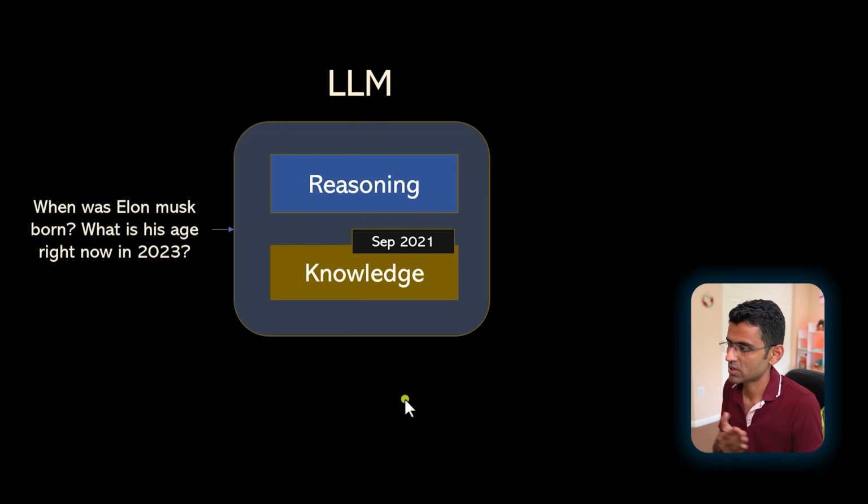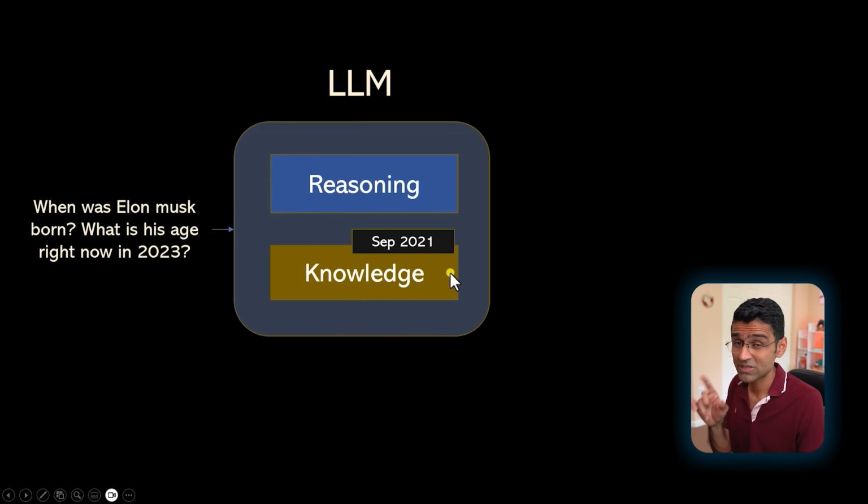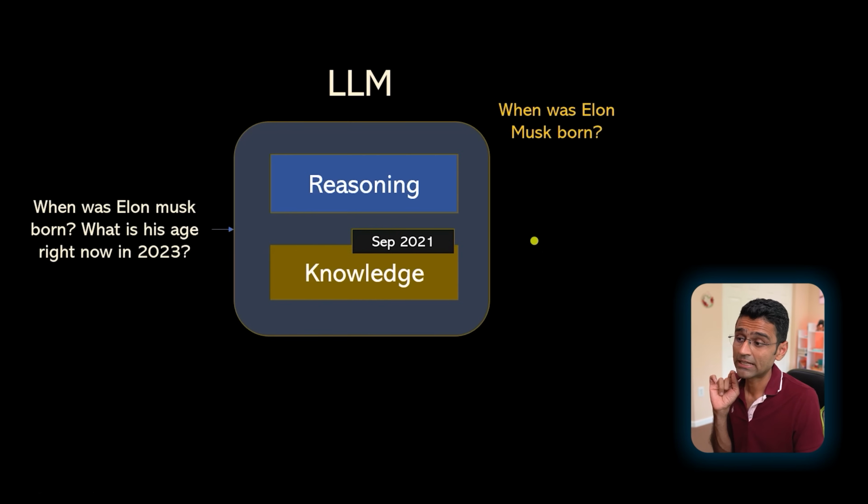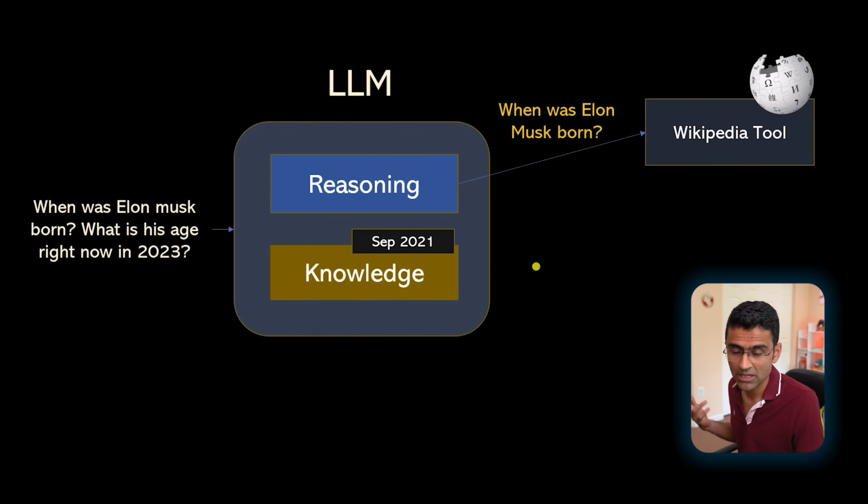Let's look at some other question. When was Elon Musk born? What is his age now in 2023? Now, maybe this can be answered by the LLM's knowledge, but let's say you are asking some question related to an event which happened in 2022. Now, this model doesn't have knowledge after September 2021, but once again, it has reasoning capability. So it will say, okay, in order to answer that question, first I need to find out when Elon Musk was born. For that, it can use things like Wikipedia.